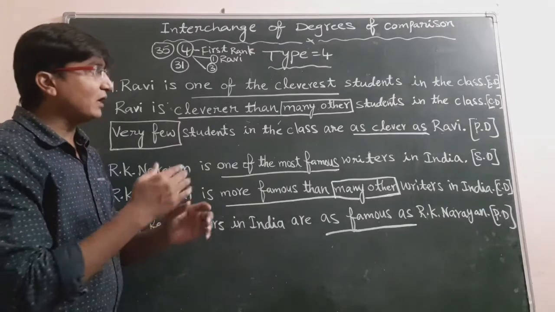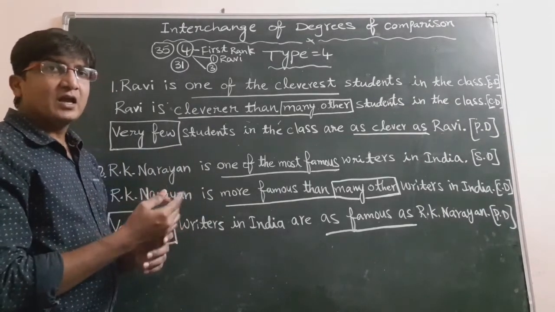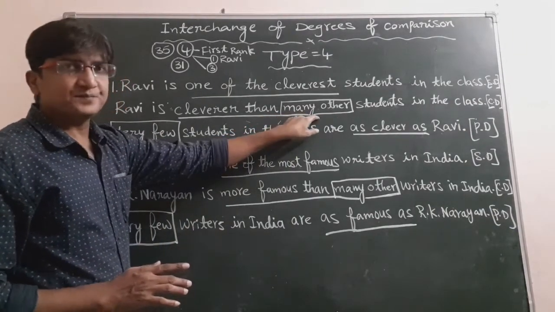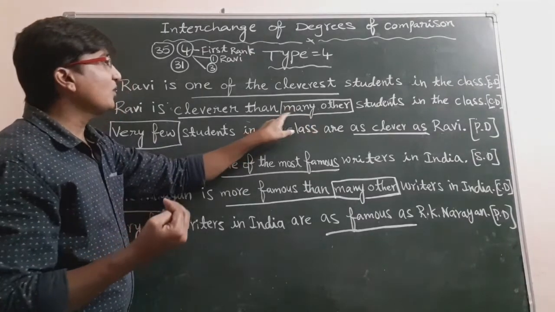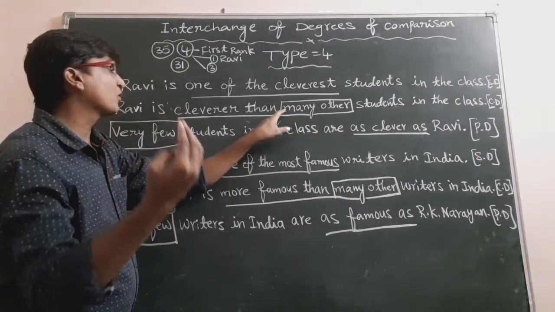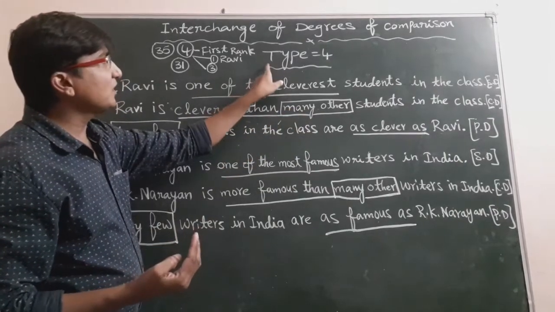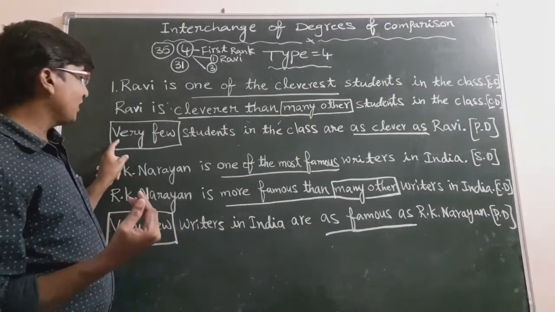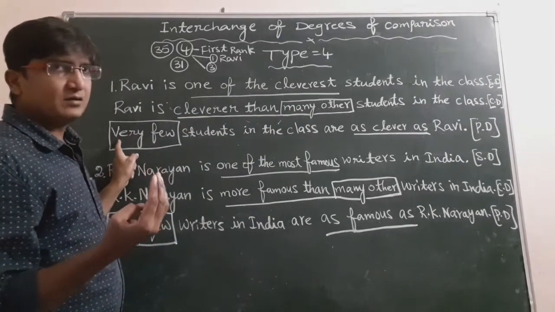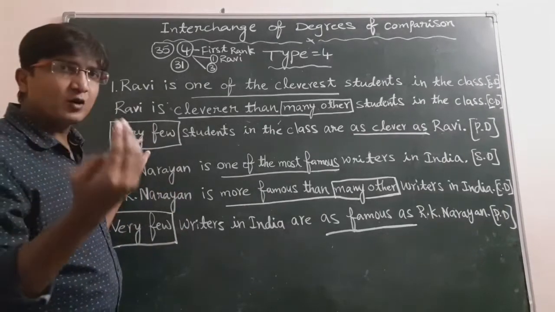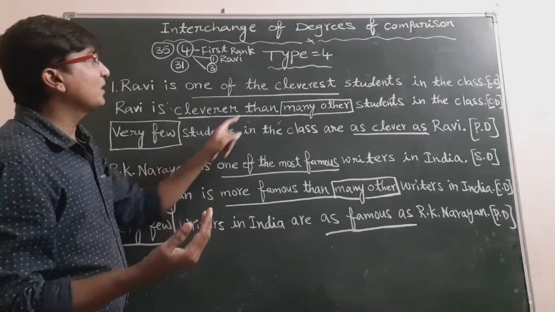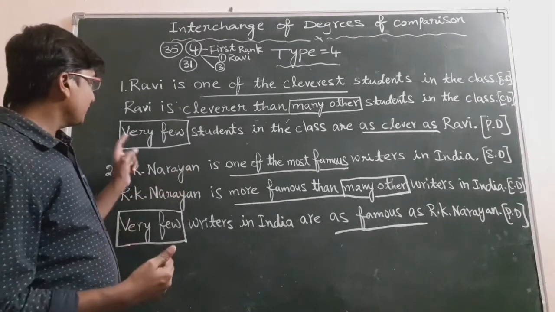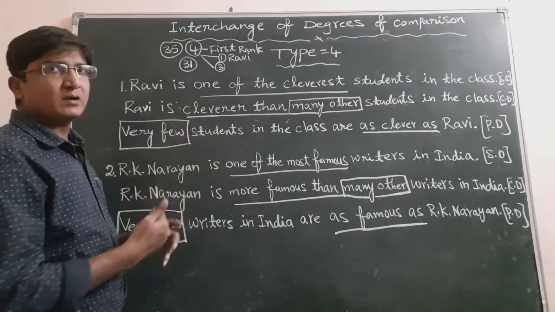Now remember here type 4 in an easiest way we can remember by these words. See here many. Now friends tell me the word many has how many letters? 4. M-A-N-Y, many. And it is a type 4. And even you come here very. The word very also has 4 letters. Very few. Only you take very. It has 4 letters. And you remember in type 4 we will have in comparative degree many and in positive degree very. So we have to remember in this way.